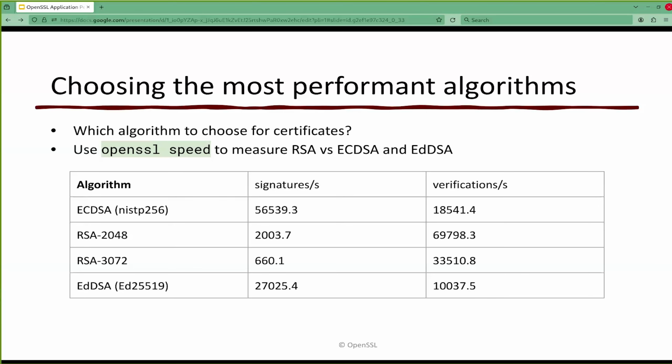So which algorithm to choose for certificates? We can use openssl speed again to measure RSA versus ECDSA and EdDSA. You can see here that ECDSA with the NIST P256 curve is actually the fastest for signature operations by a fairly big margin. EdDSA is the second one, possibly because the implementation in OpenSSL is probably not so highly optimized. I think it could be optimized a little bit more.